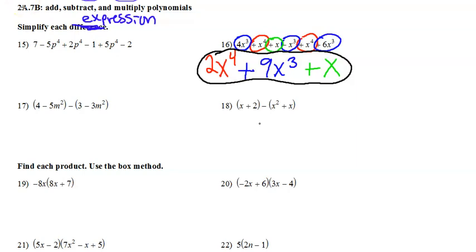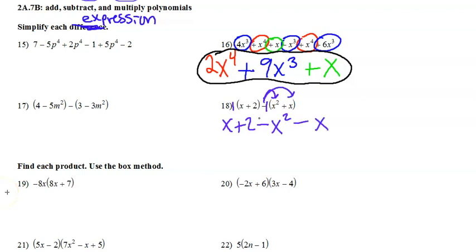Let's look at number 18. x plus 2 minus x squared minus x. So for this one, we want to distribute first and then combine the like terms. We're going to distribute a negative 1 into each of these terms on the right side. So we can rewrite x plus 2 without the parentheses because there's just a 1 there. 1 times x is x, 1 times 2 is 2. And then negative 1 times x squared is a minus 1x squared. Negative 1 times x is a minus 1x.